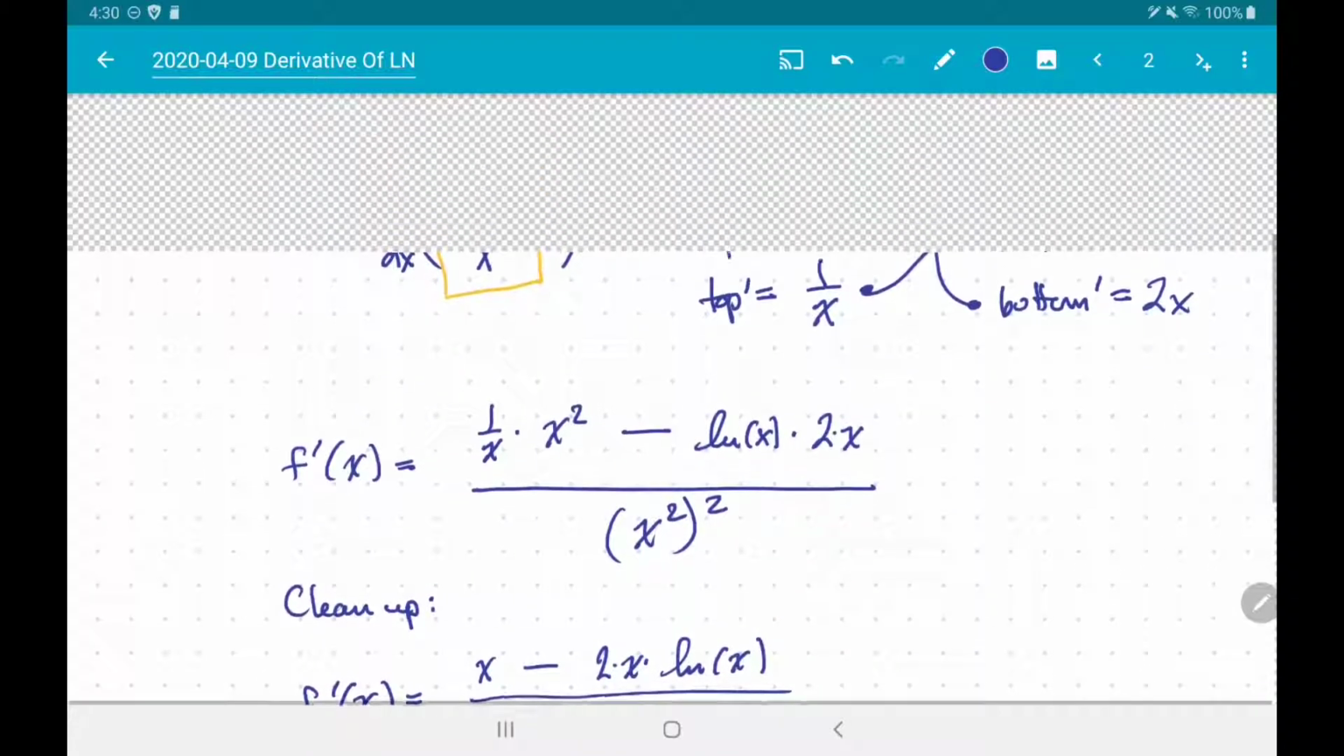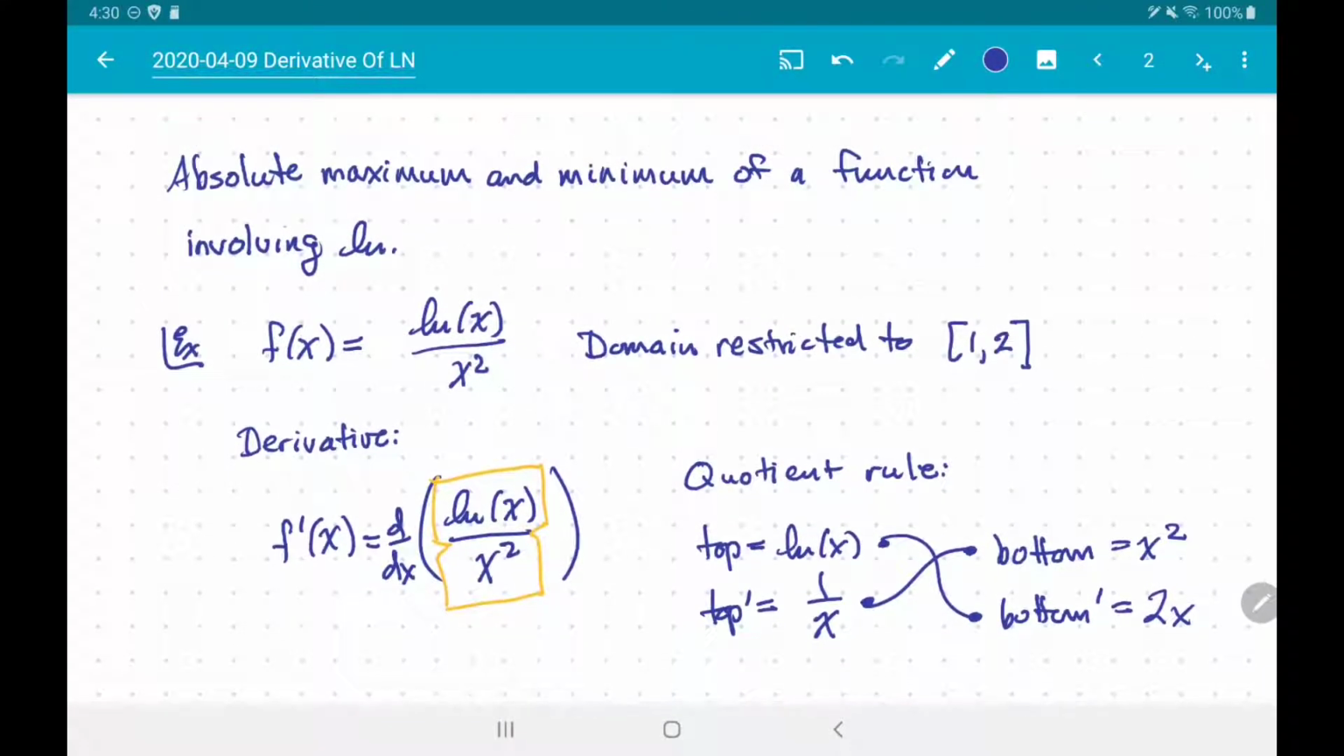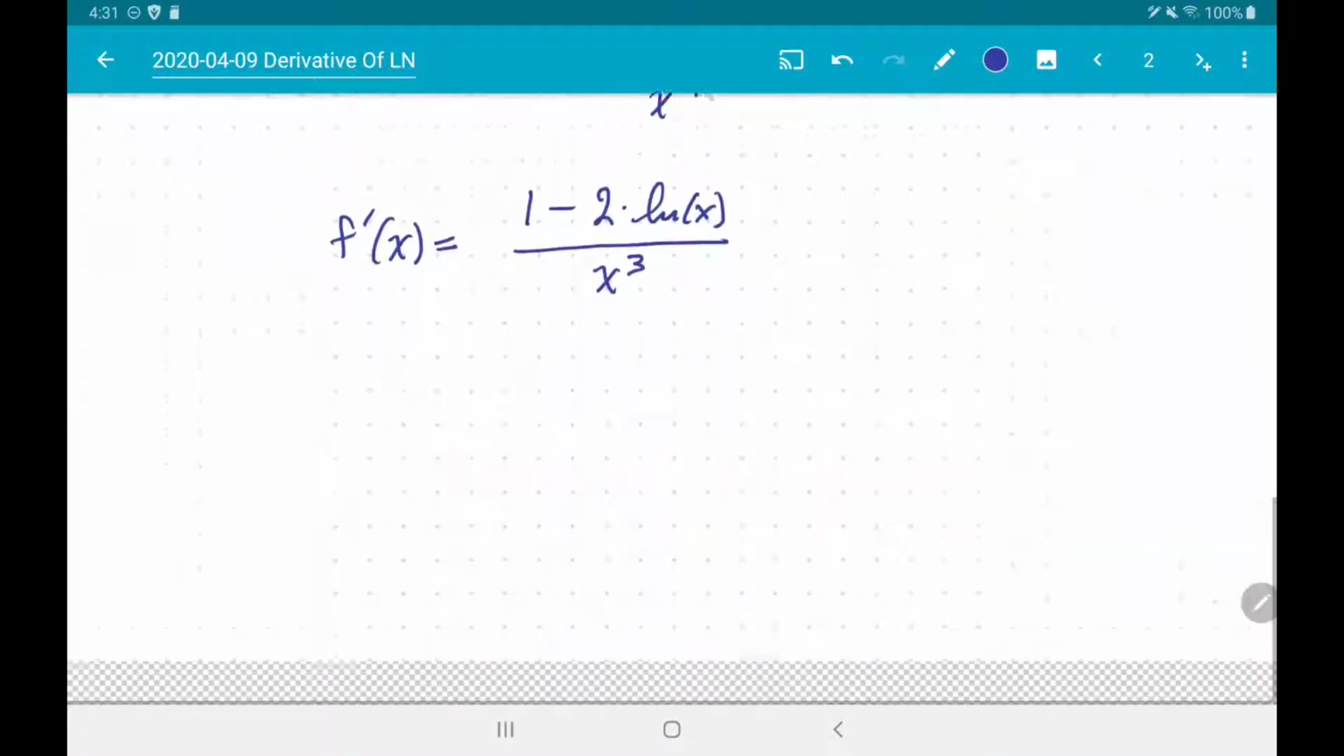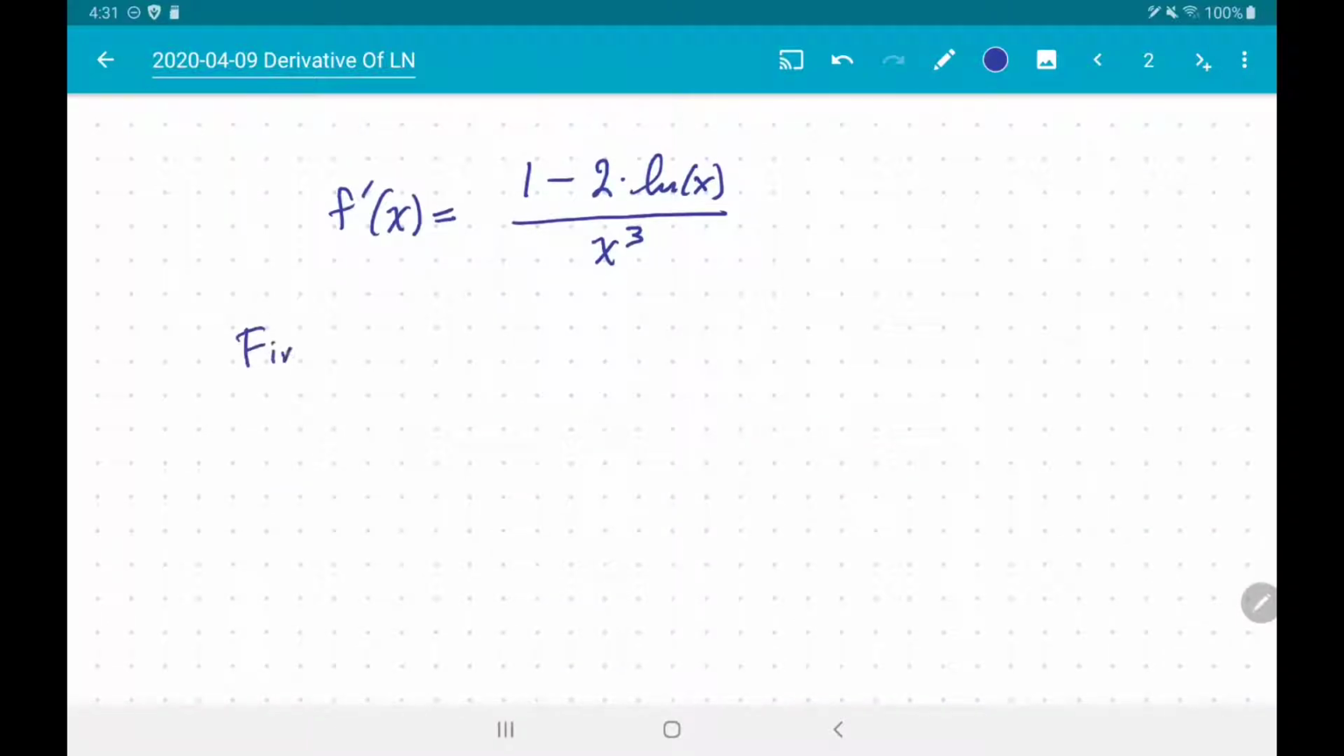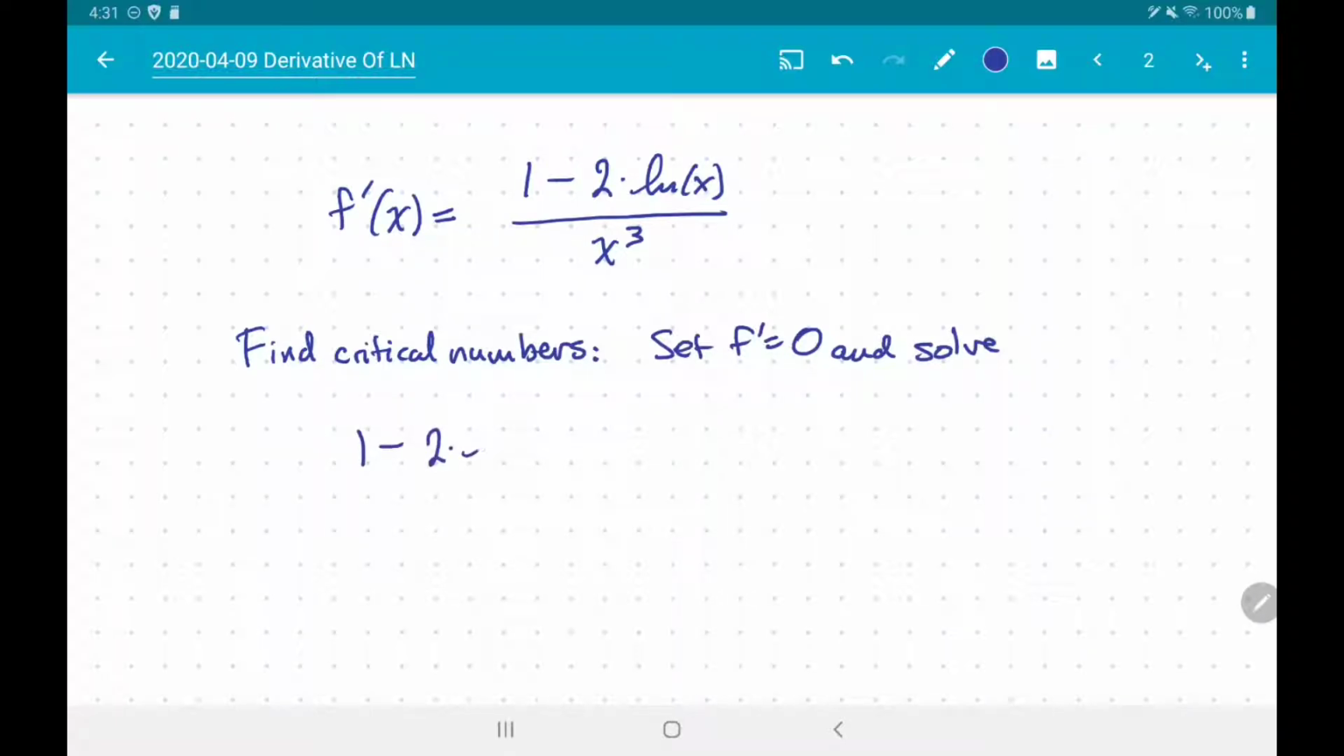Now think about where we were with this. We're looking for the absolute maximum and minimum values of a function. That means that we need to find critical numbers because those are candidates for the absolute maximum and minimum. Well, how do we find critical numbers? Well, you set f prime equal to 0 and solve. Okay, 1 minus 2 times ln of x divided by x cubed equals 0, and now we have to solve.